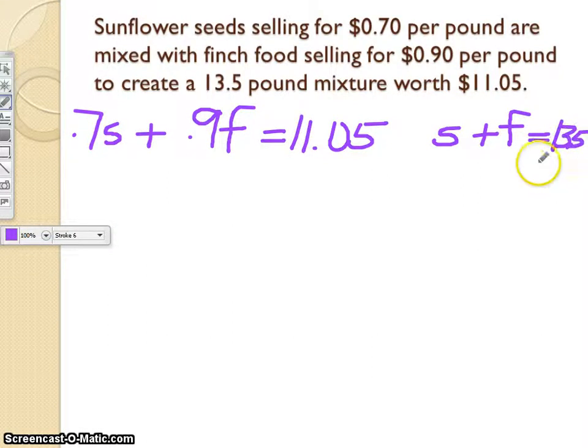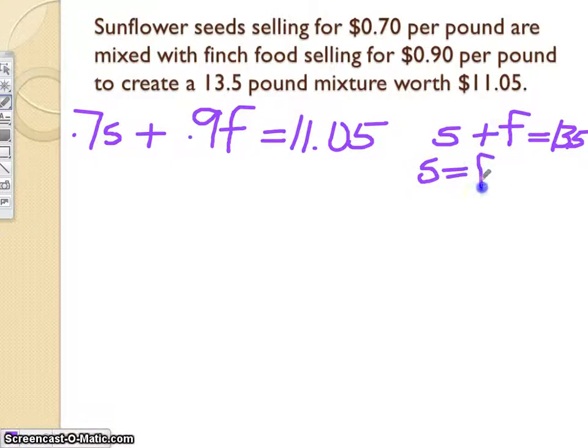Yeah, I did not leave very much room. All right, so here are 2 equations that we can use to solve this system. When you're dealing with decimals, it's really a good idea to just use the substitution method. So I'm going to solve this one for S, the sunflower seeds. So I'll get a negative F plus 13.5.